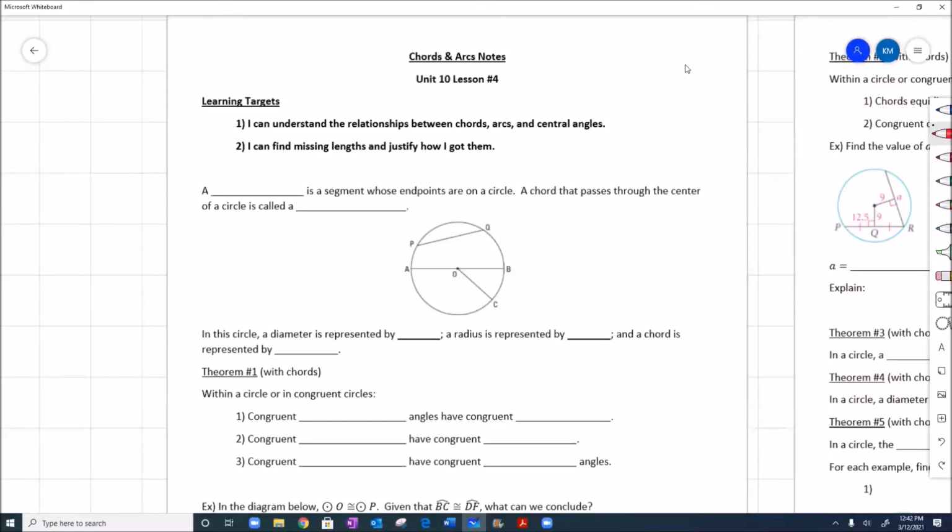Today we're looking at chords and arcs notes. At the end of this video, you should be able to understand the relationship between chords, arcs, and central angles, and you should be able to find missing lengths and justify how you got them.